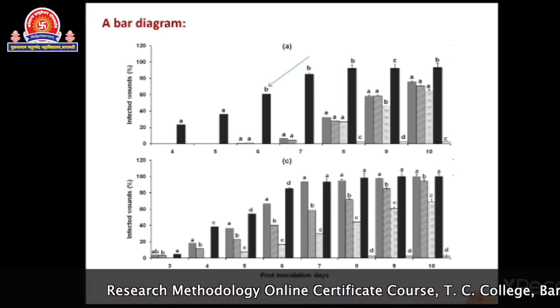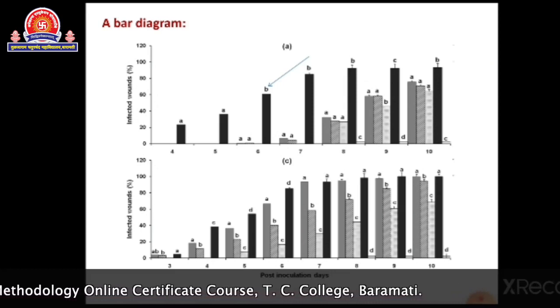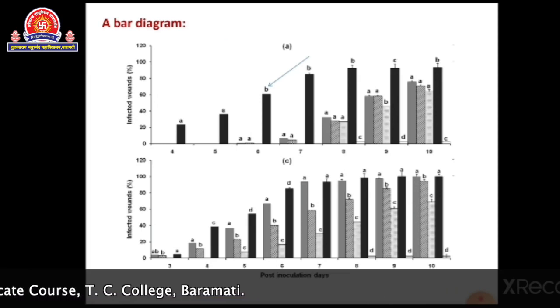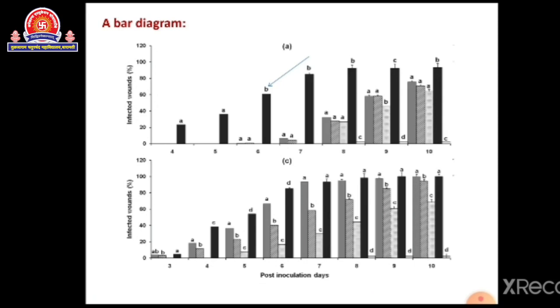You can see in this first bar diagram, the x-axis is post inoculation days. That means these are the days, and on the top of these columns you will find a letter. So what is that letter? That letter tells you about the level of significance. That means that gives the reader an idea that you have used some statistical tool in order to analyze this particular data.